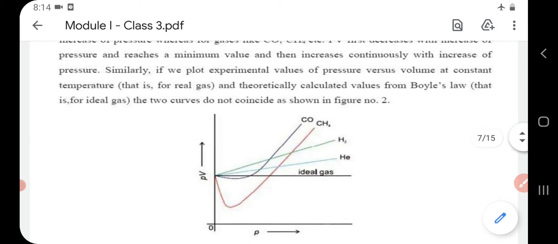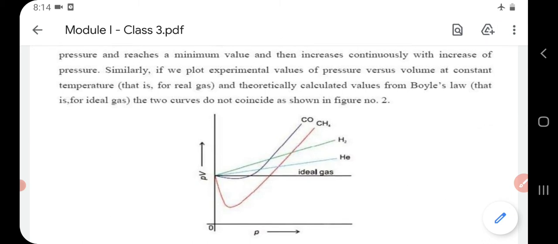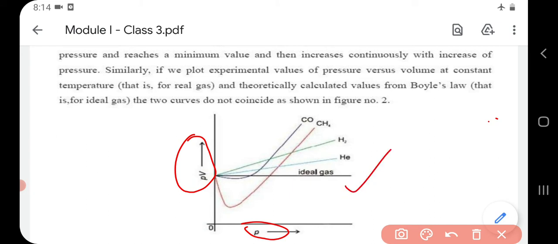Now, all these graphs you can study. This is the best way to draw the graph. They have marked the y-axis and x-axis, and they have marked ideal gas behavior and all. So this is the correct figure, and you can study it. It actually explains well the deviation of real gas from ideal gas behavior.